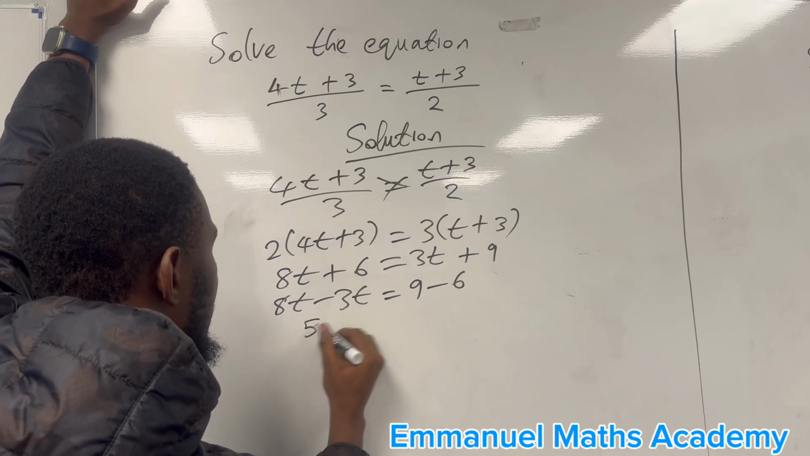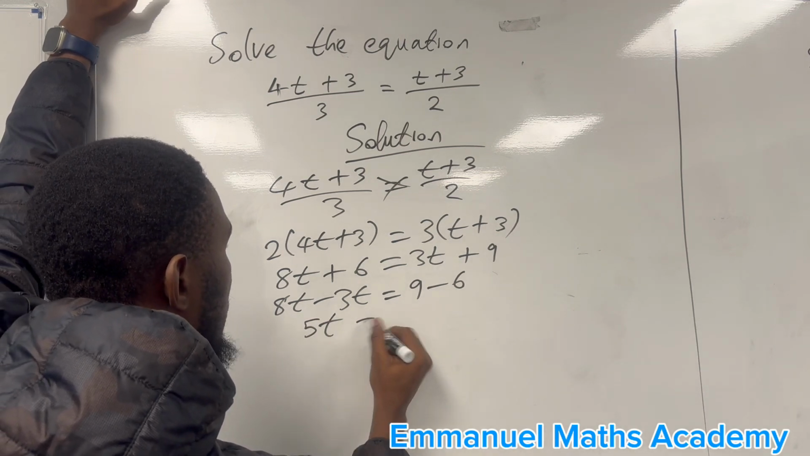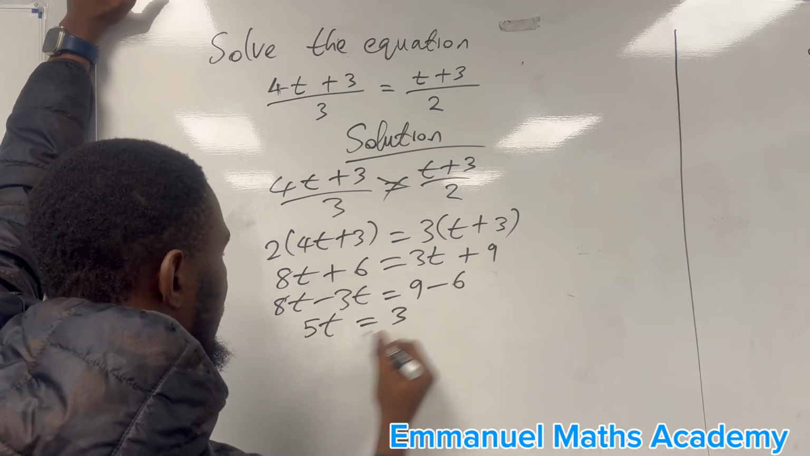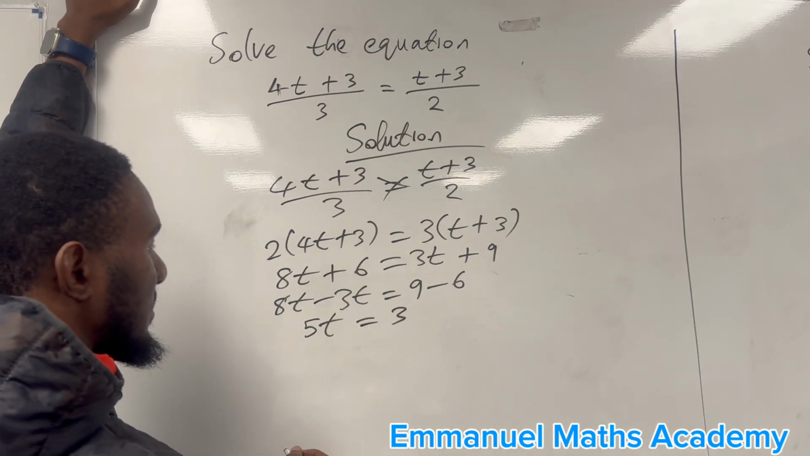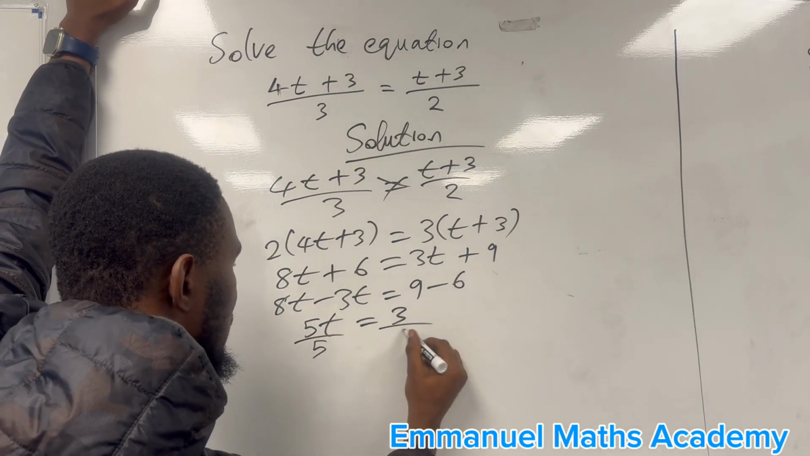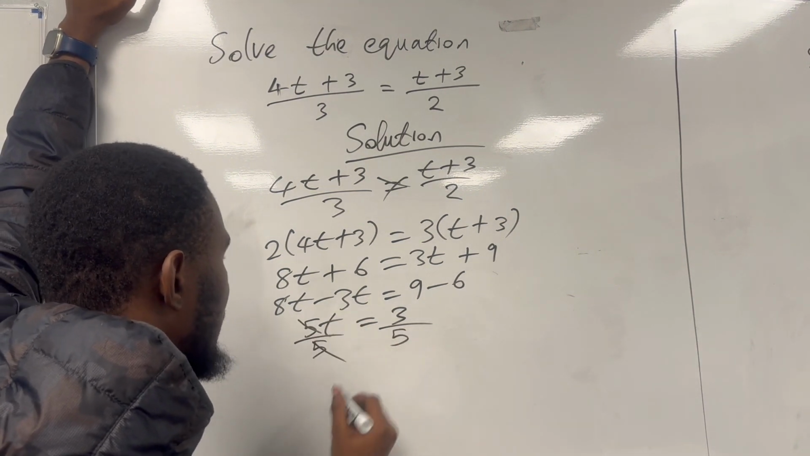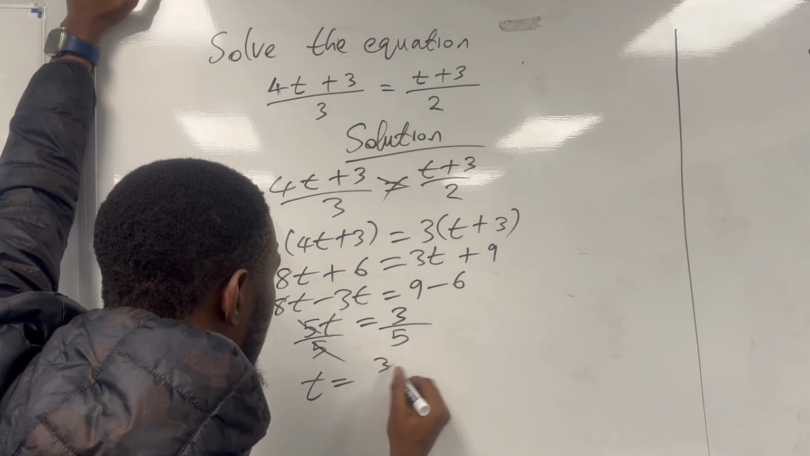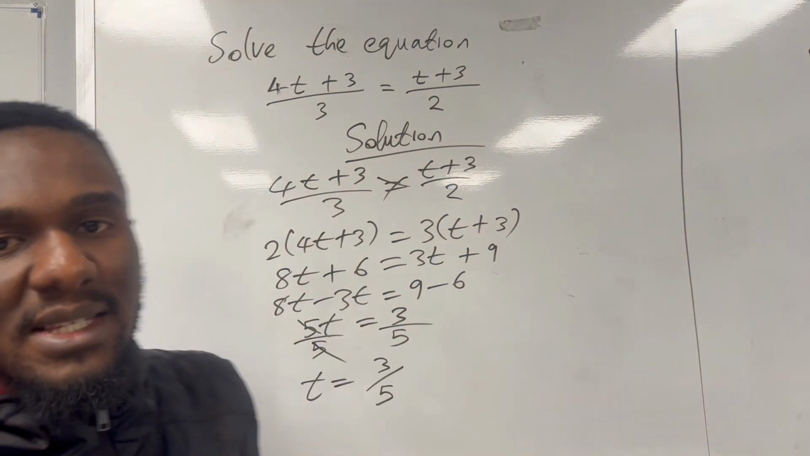Hence, you have 5t equal to 3. You divide both sides by the coefficient of t, which is 5. Hence, 5 will cancel 5. t is equal to 3 over 5. As simple as that.